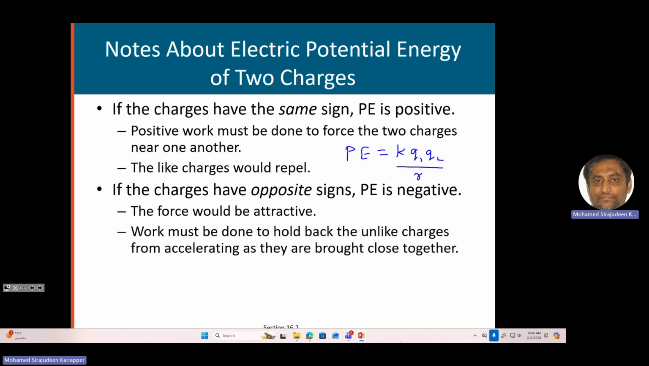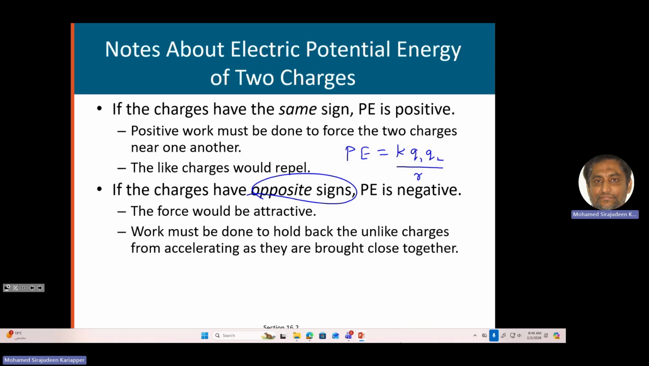Let me finish this, okay? If they have the same sign, the potential energy of the two-particle system will be positive. Next, if they have the opposite sign, if one is positive, the other one is negative, positive multiplied by negative will be negative. So if they have the opposite sign, the potential energy will be negative. Is that what you're asking me? Okay.